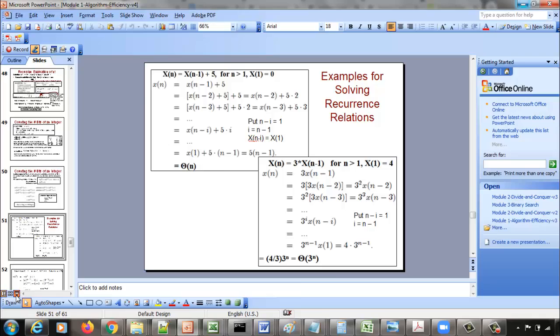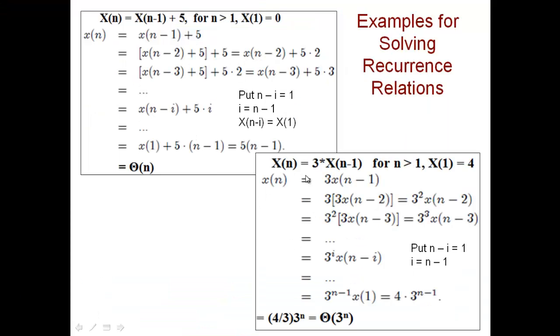So let's do one more. We have here x of n is 3 times x of n minus 1 for n greater than 1, and x of 1 is 4. So let us see how to do this. Again, this has a linear trend, so we'll try to go right away down. x of n is 3 times x of n minus 1. So let us try to write x of n minus 1 using this recurrence.